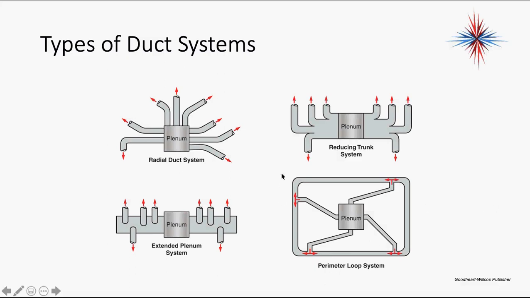So the air handler is constantly pushing air into this perimeter loop system and keeping it pressurized. Any questions on the types of duct systems here or anything I said on this slide?